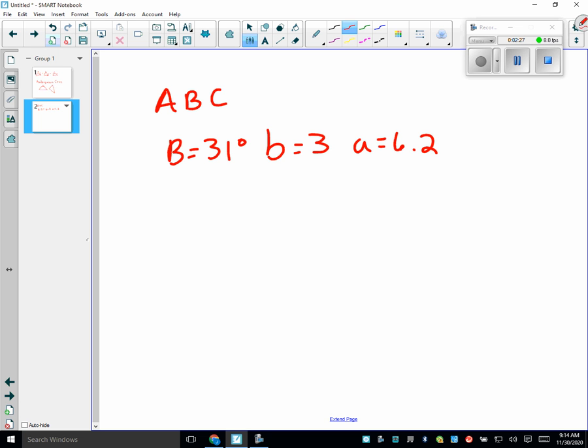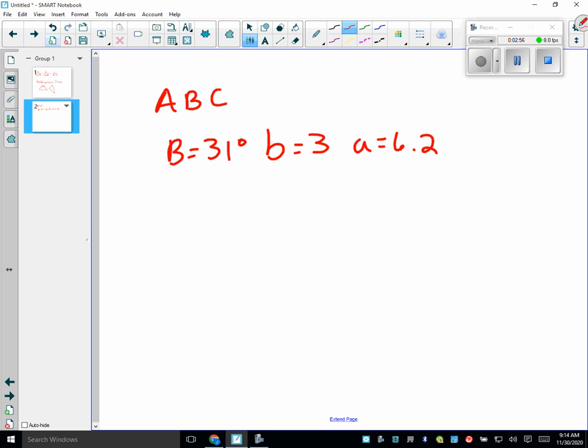All right? Now, like I said, I can give you rules that tell you how to figure out what's going to happen. And what's going to happen when I do these, when I'm given two sides and an angle, is I could end up with 0 triangles, I could end up with 1 triangle, or I could end up with 2 triangles. Don't know the answer.